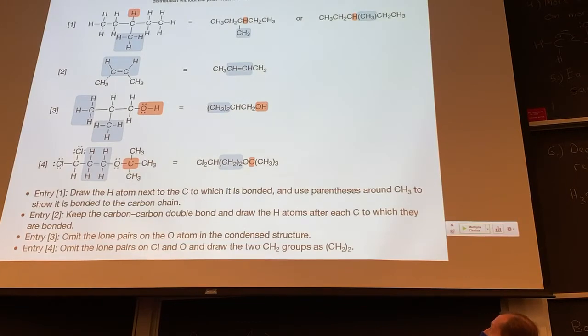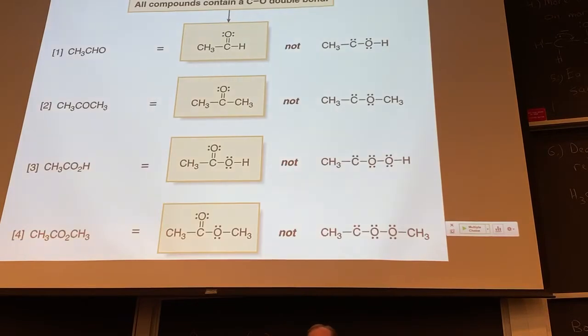And then you'll notice that we include carbon-carbon double bonds and triple bonds, but we're going to leave out carbon-oxygen double bonds. And the next page will show that. Okay? Here are condensed structures on the left, and those condensed structures represent these Lewis structures here in the middle, and they don't represent the compounds on the right.